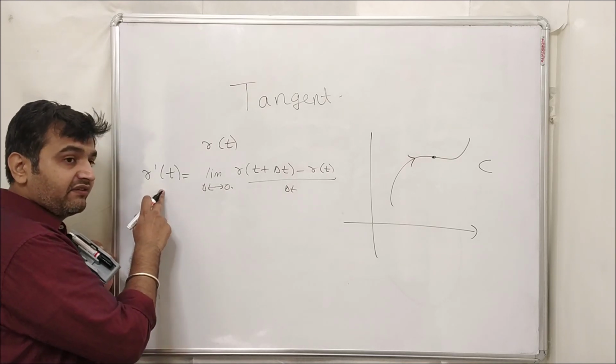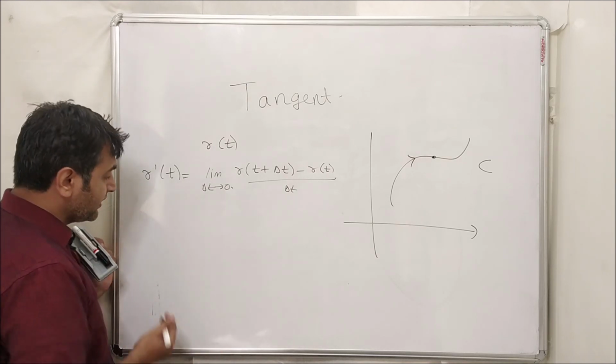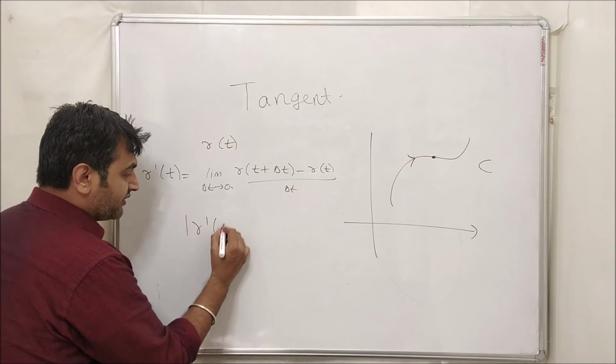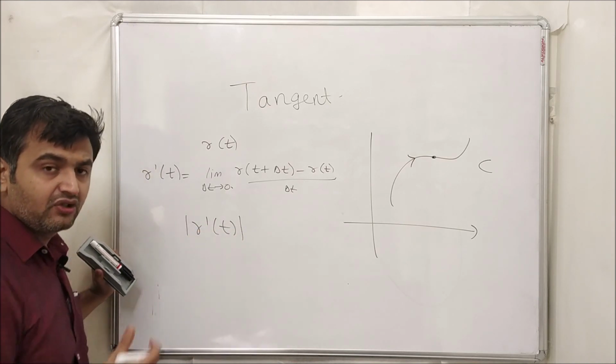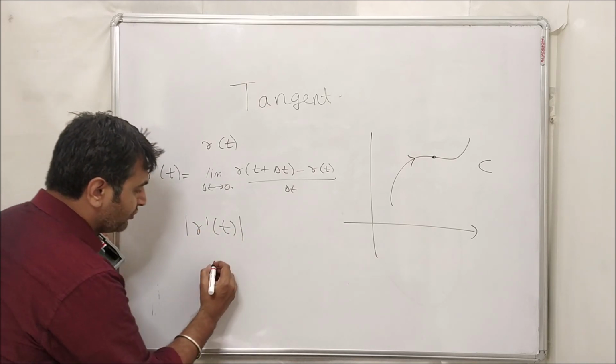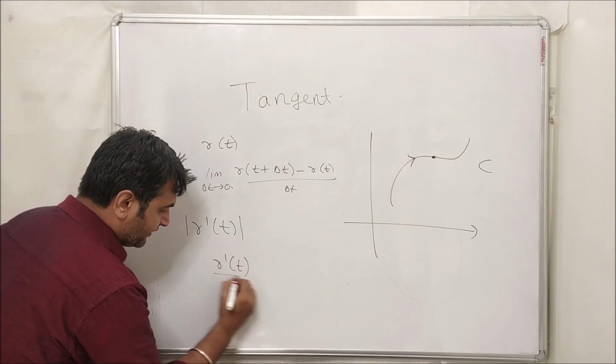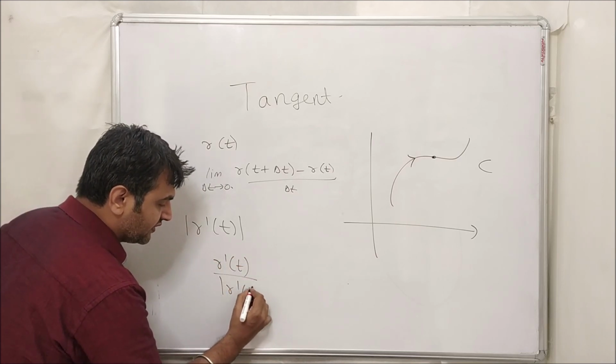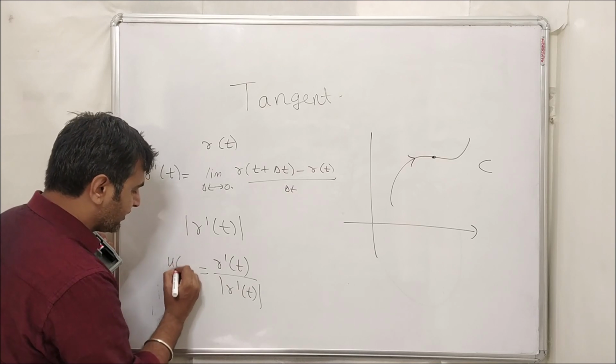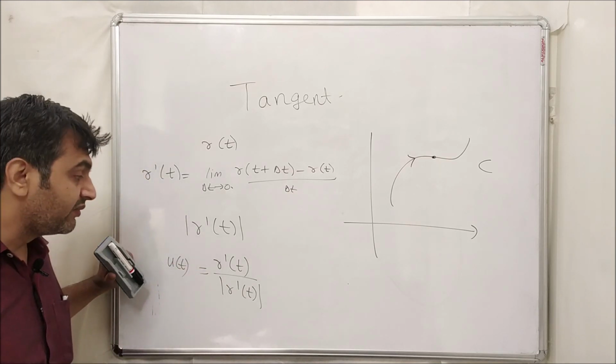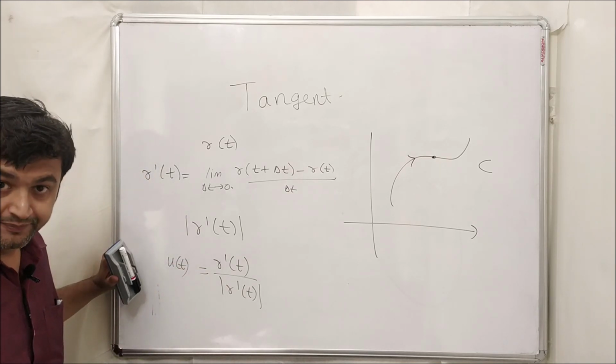Once you have the tangent vector, how do you find the unit tangent vector? You simply find the modulus, that is, the Euclidean length of this vector, and then divide R prime of t by the modulus of R prime of t. Whatever vector you get, let me call it u of t, is the unit tangent vector.